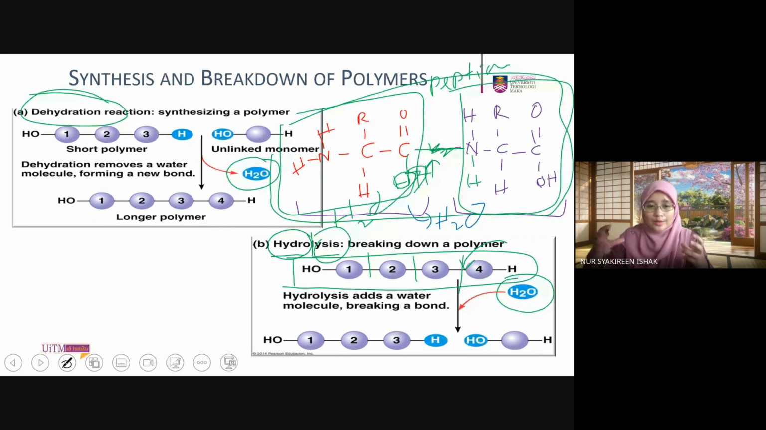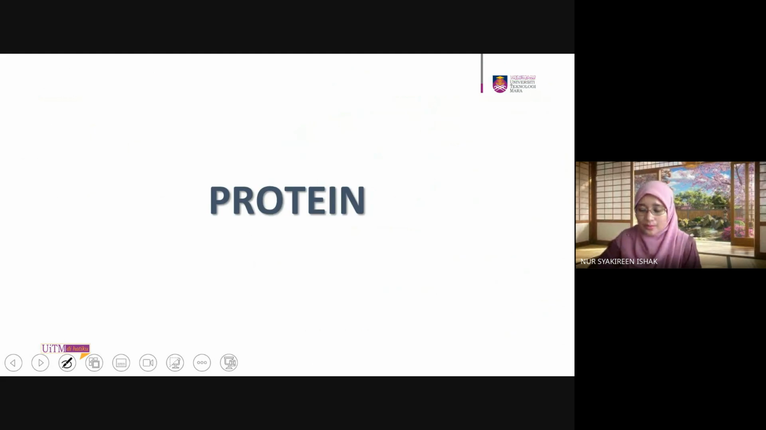So the same concept applies to all the monomers in polymers. Okay, so whether it is protein, carbohydrate, or nucleic acids, the attachment between amino acids, the attachment between the monosaccharides, the attachment of nucleotides, they are all attached through dehydration. The bonds will all be broken through the process of hydrolysis. Okay, so if you have question, you can ask question.